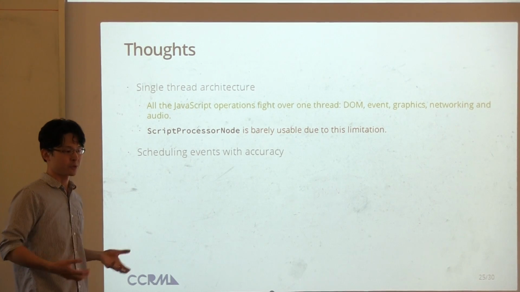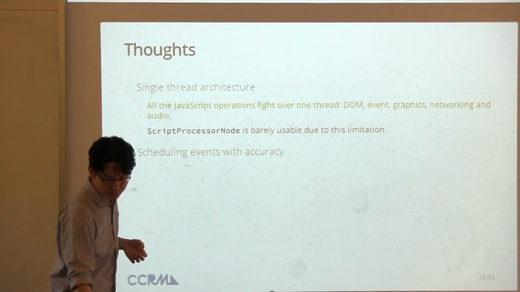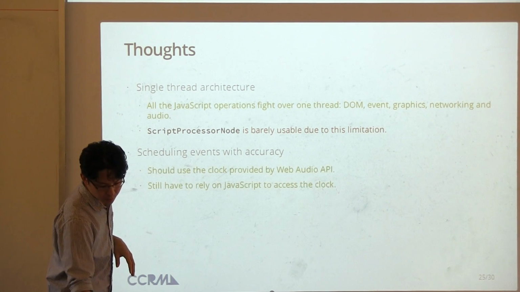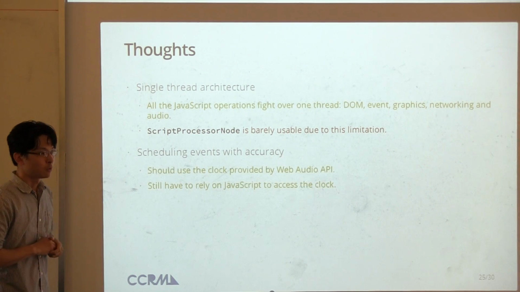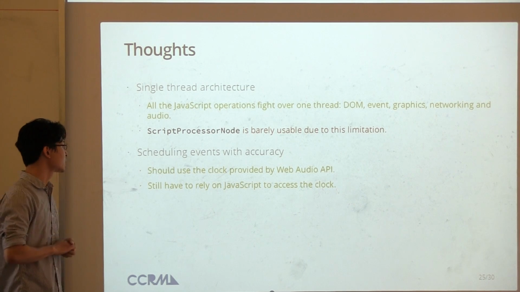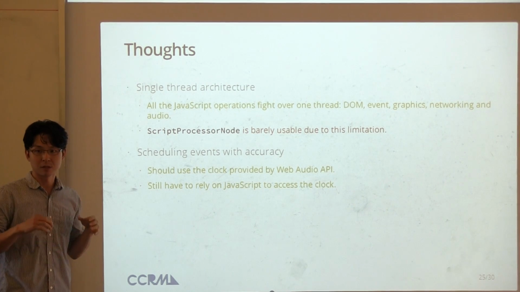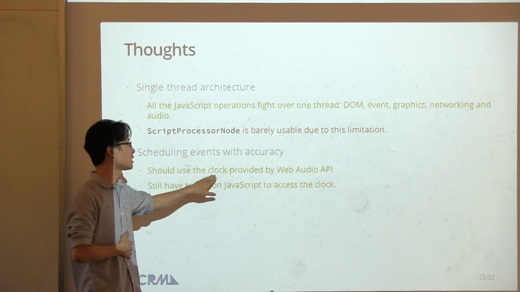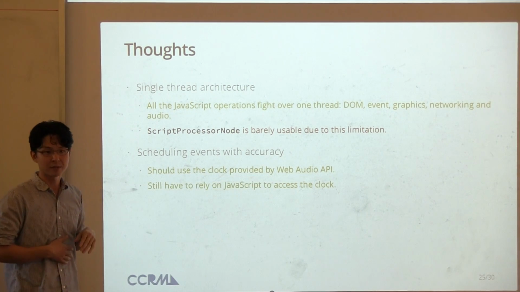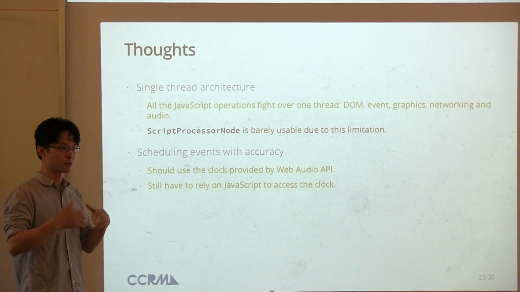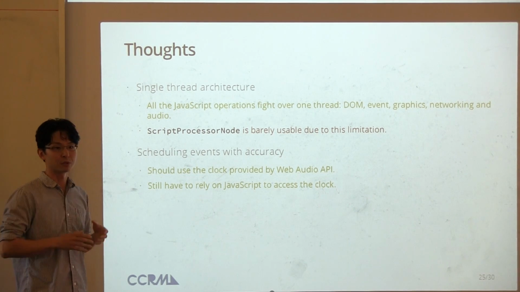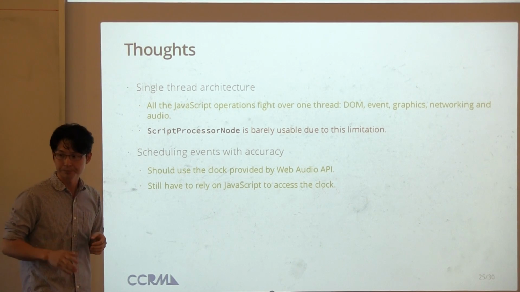So like I said, JavaScript has a very poor timing mechanism, so scheduling events with accuracy is problematic. We're not supposed to use the timing or timer from JavaScript; we're supposed to use the clock provided by the Web Audio API. That guarantees you schedule events a bit ahead of time, but it guarantees you sample accuracy.